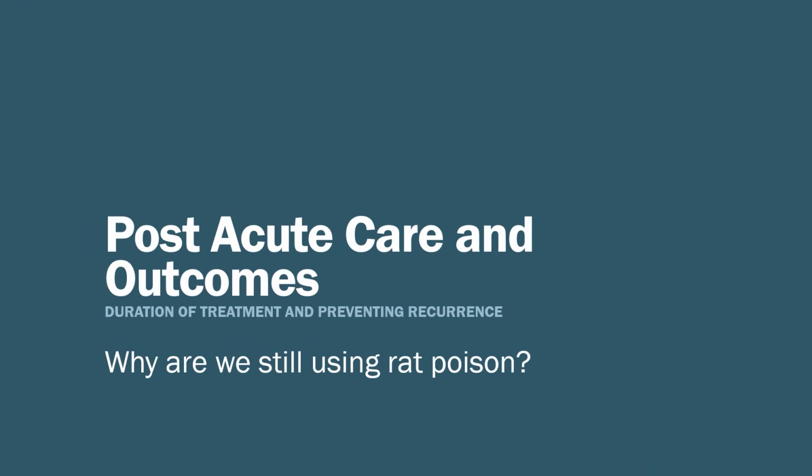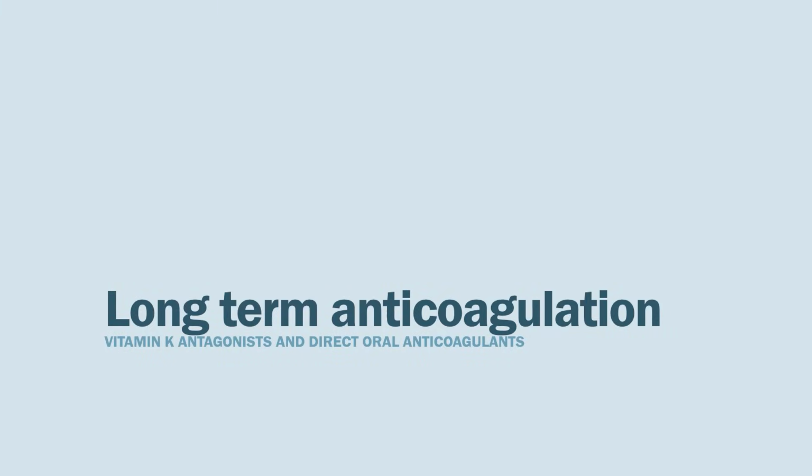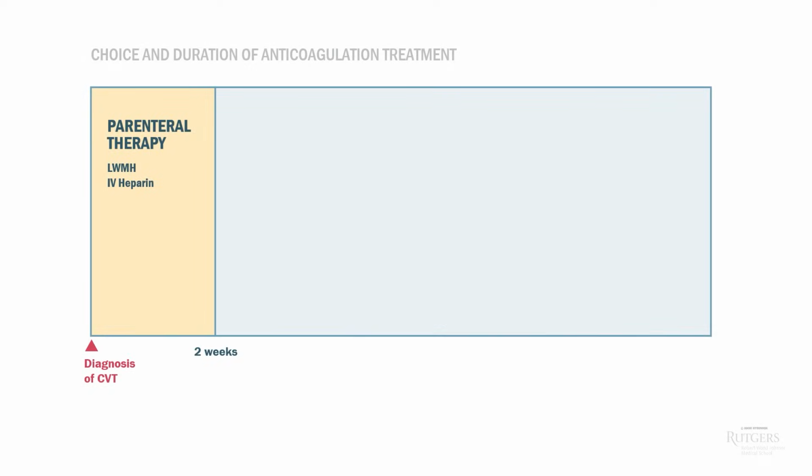Why are we still using rat poison? Fun fact, rat poison is vitamin K antagonist warfarin. At least that was its intended use back in the 1930s. Let's talk about our options for long-term anticoagulation. The typical strategy, based on the literature, is to start parenteral therapy, low molecular weight heparin or unfractionated heparin, early after the diagnosis of cerebral venous thrombosis.